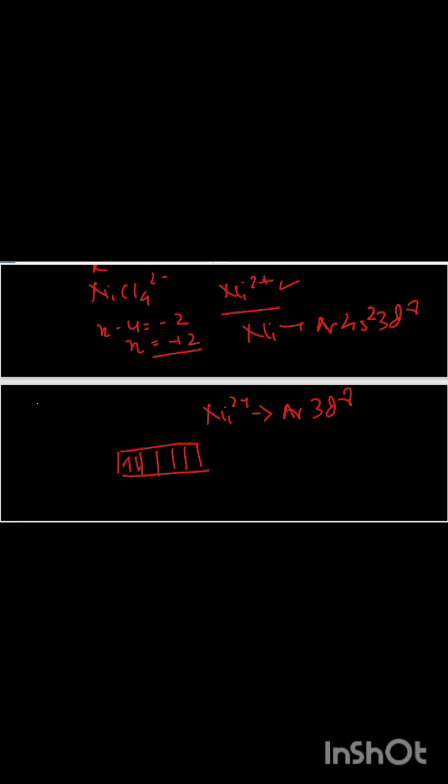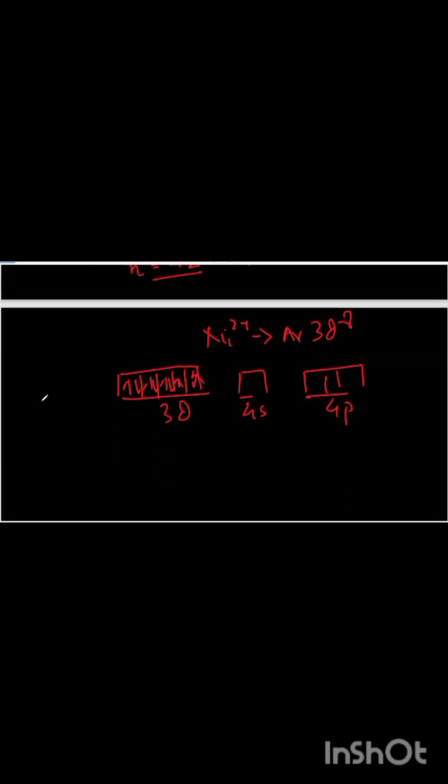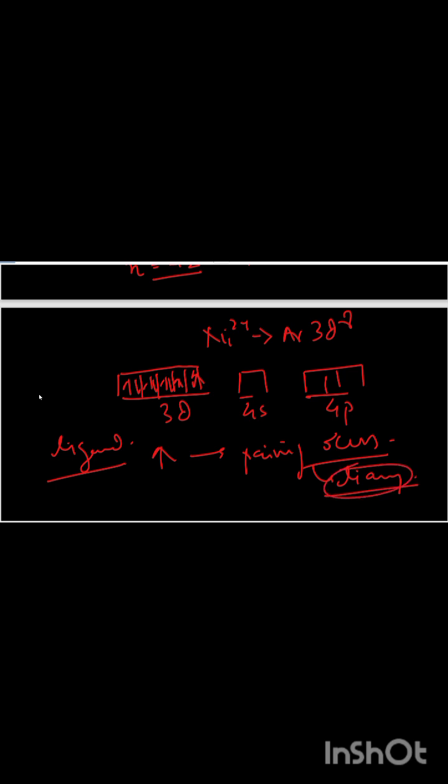So nickel is 3d8, 1 2 3 4 5 6 7 8. So there is 3d, then there is 4s, then there is 4p. Now what happens after that depends on the ligand. If the ligand is strong field, then pairing up occurs. If pairing up occurs, it becomes diamagnetic, that is, strong field ligands give diamagnetic product. We have to find the paramagnetic.